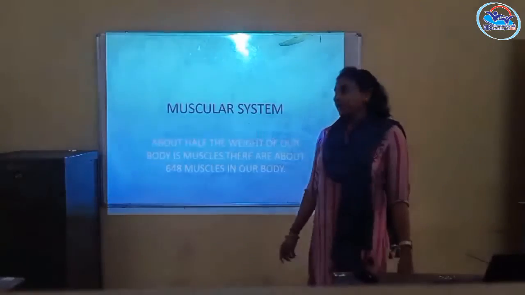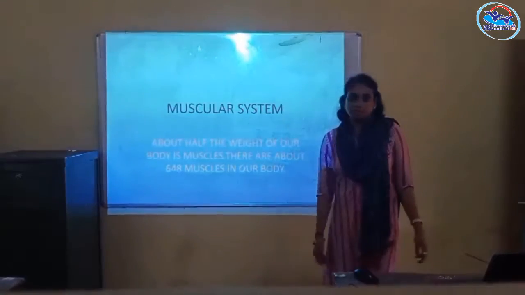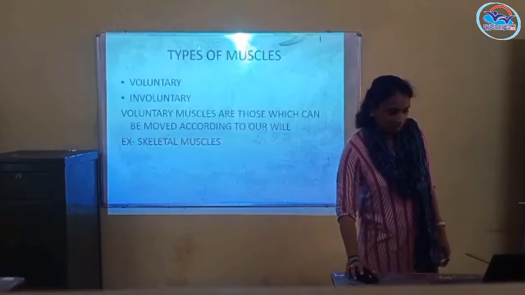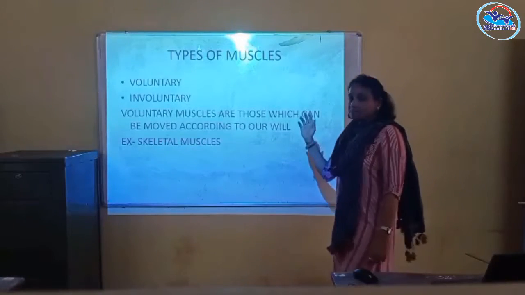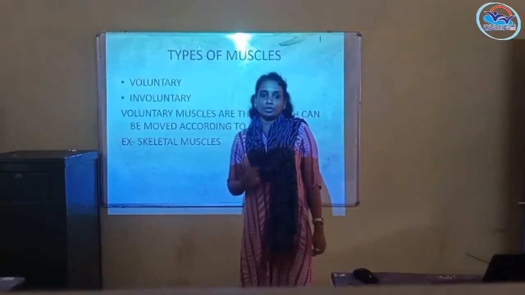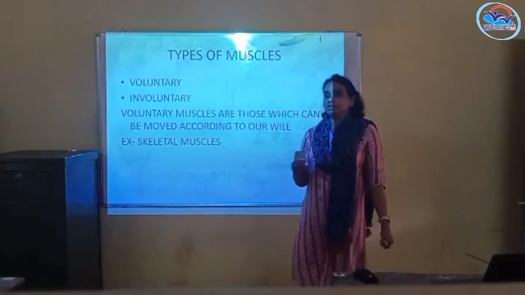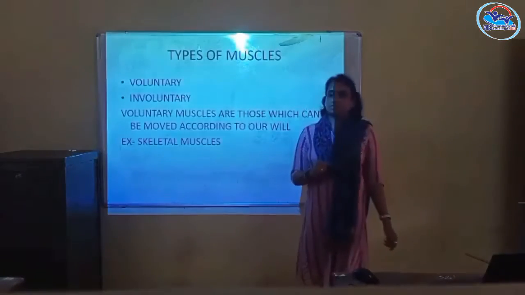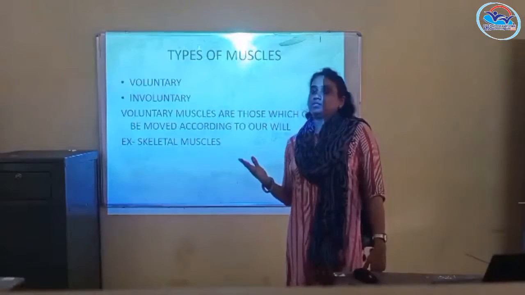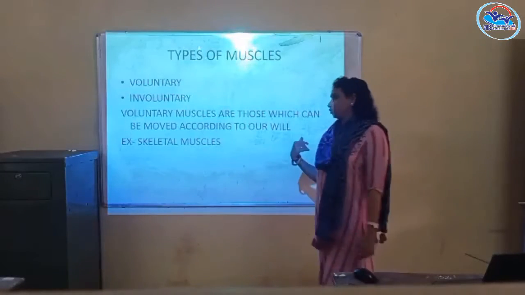Muscles. There are around 648 muscles in our body. Types of muscles. There are mainly two types of muscles, that means voluntary muscles and involuntary muscles. Voluntary muscles are the muscles that can be moved according to our will.